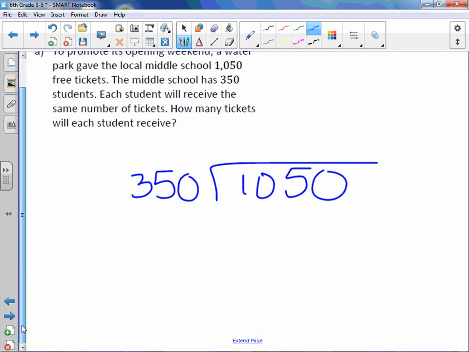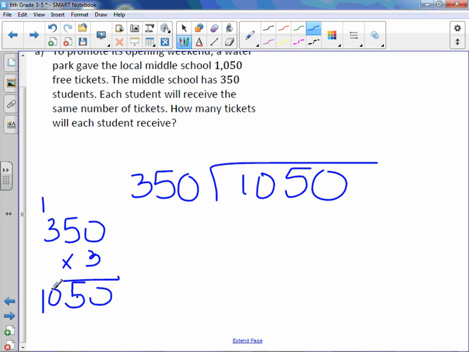And it looks like we have to go right into 1,050. So let's take a guess. 350, maybe 3 times. That'll be 900-ish, a little more. 3 times 5 is 15, oops, 5, carry the 1. And it actually goes in exactly 3 times.